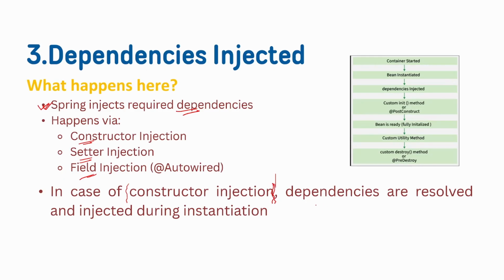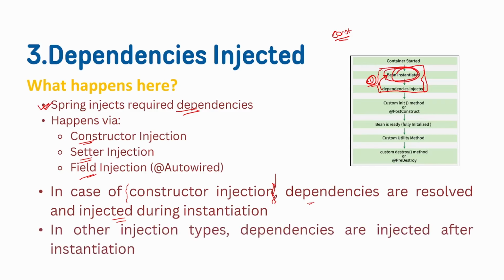In case of constructor injection, dependencies are resolved and injected during instantiation. So if we do the injection with the help of constructor injection, these two phases are combined into one phase, and both the dependency resolution and injection happen in the same phase, the instantiation phase. But in other injection types, for example setter and field injection, dependencies are injected after the instantiation.